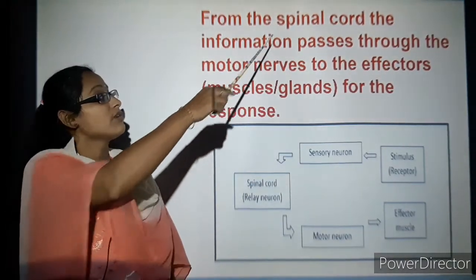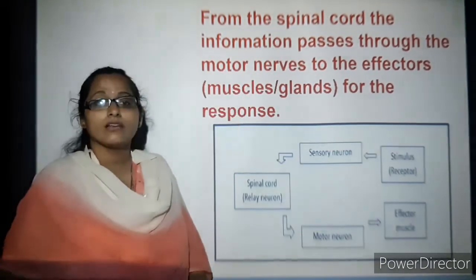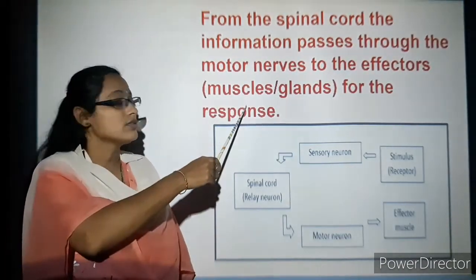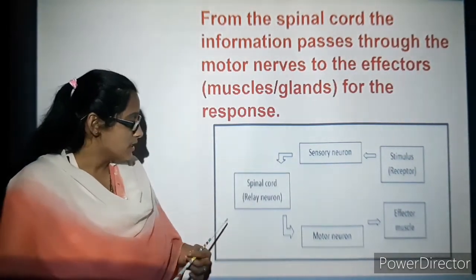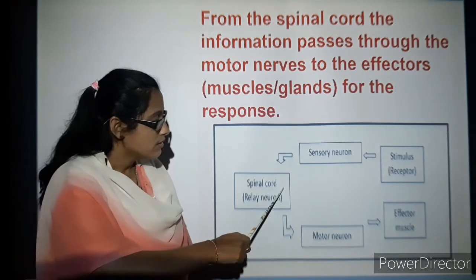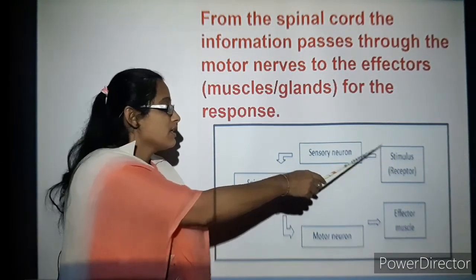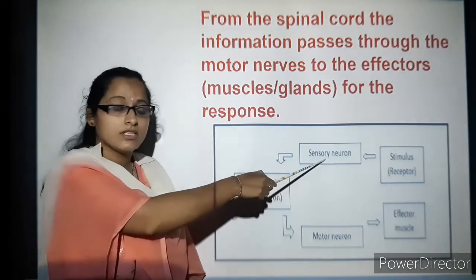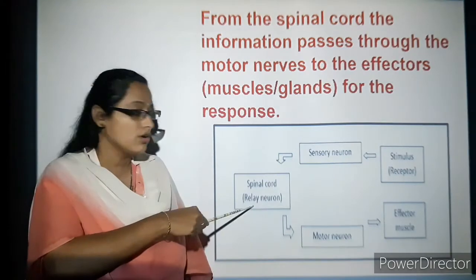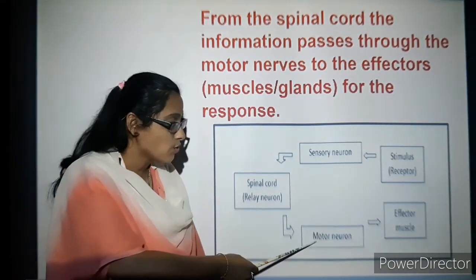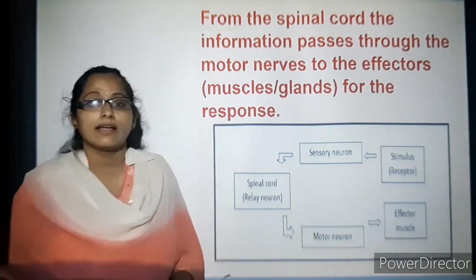So as I told, from the spinal cord the information passes through the motor nerves and to the effectors, that is the muscles or the glands, for a response. So we can see here again. It starts from the stimulus or the receptor. From there the message passes through the sensory neuron, then to the spinal cord, which is also known as the relay neuron, and from there it passes to the motor neuron and then to the effector muscle or the glands.